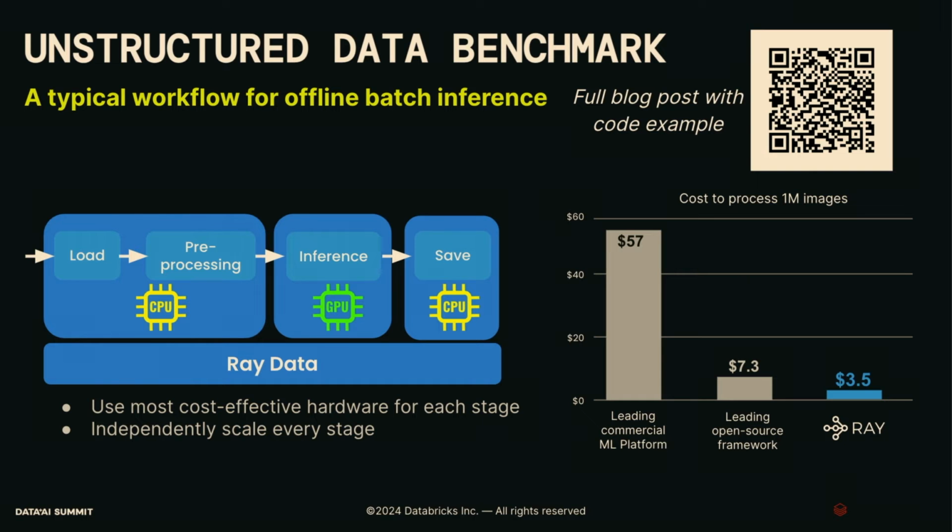And the whole process can be scaled independently for each stage. Each CPU and GPU can be scaled independently. So here's the benchmark we did, comparing Ray's performance and cost to process 1 million images doing image-based batch inference versus some leading open source frameworks and ML platforms. And here we give the link for the full blog post.